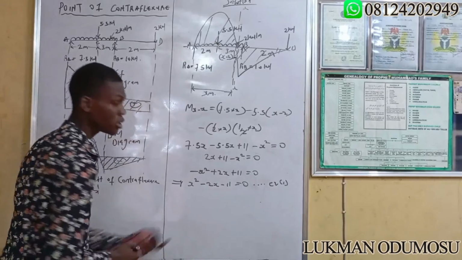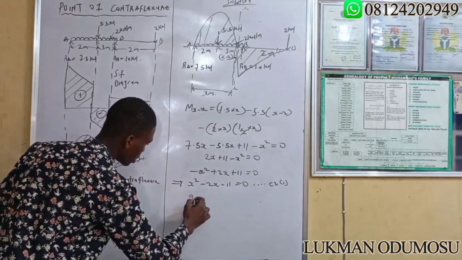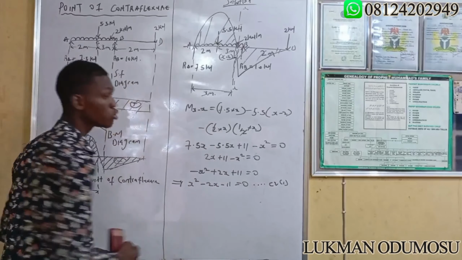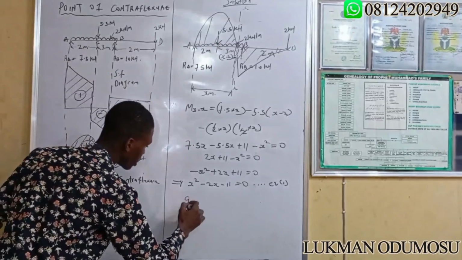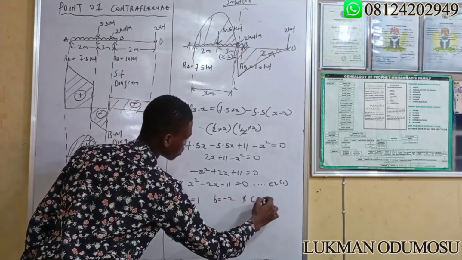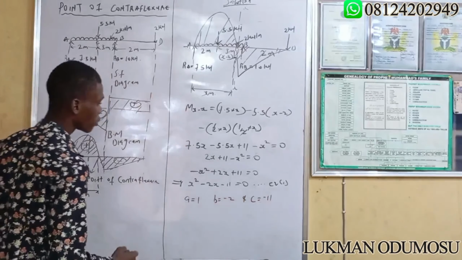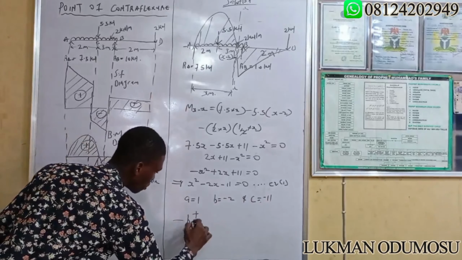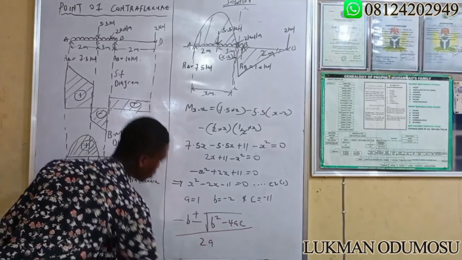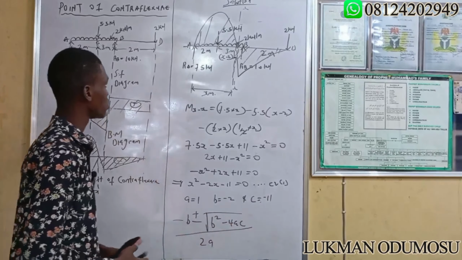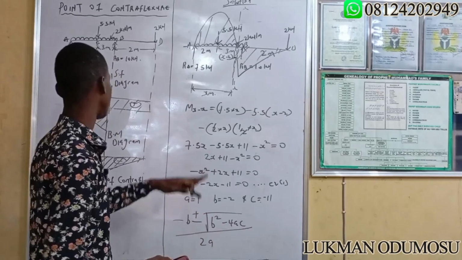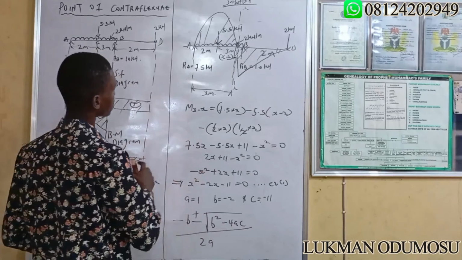Let's just compare this to the quadratic equation. From here, a is equal to 1, b is equal to minus 2, and c is equal to minus 11. Then we recall this formula: minus b plus or minus square root of b squared minus 4ac, over 2a. Then from here, the next thing we need to do is to input the values of a, b, and c. Then we get our answer.